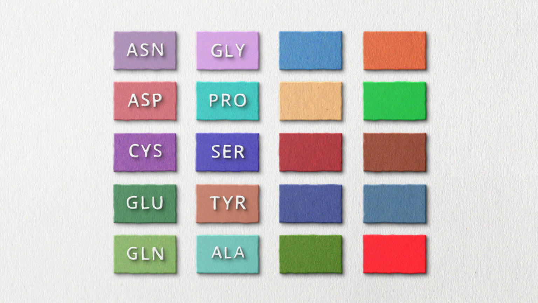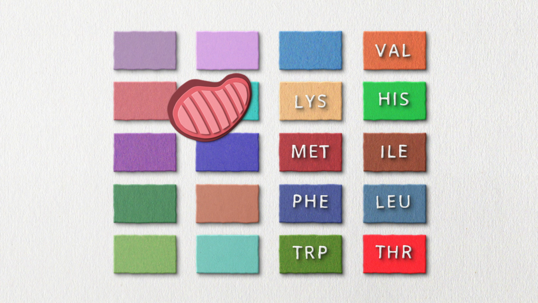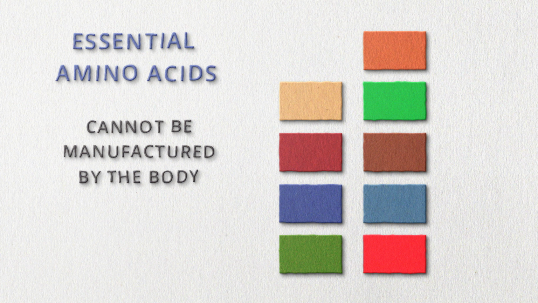Your body can produce some of those amino acids, but you must obtain 9 of them from foods that you eat. For example, meat, beans, and nuts. Because the body cannot manufacture those amino acids, and because you must obtain them from your diet, they are commonly referred to as essential amino acids.